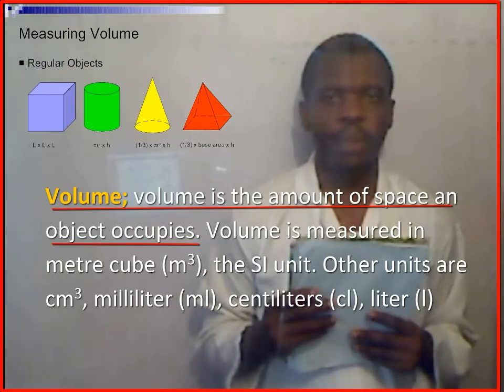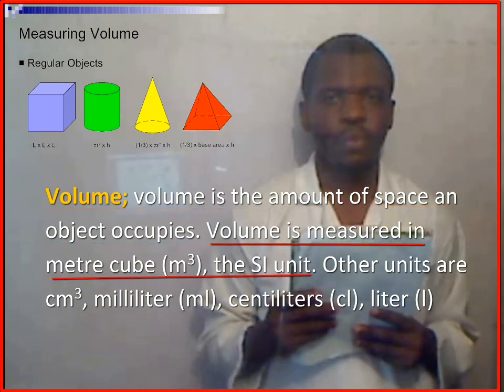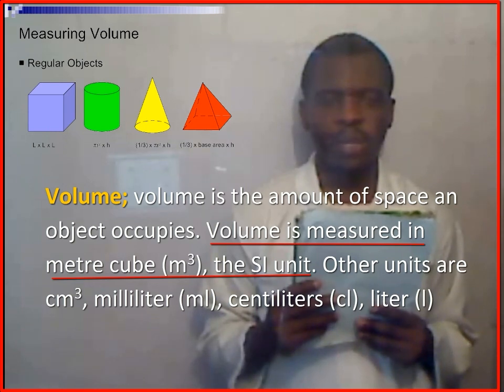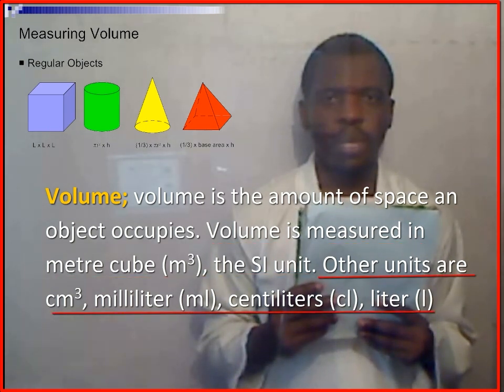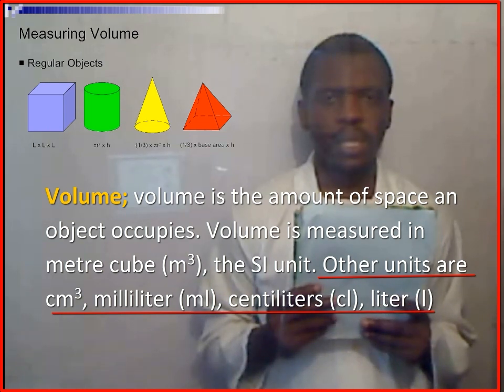Volume is the amount of space an object occupies. Volume is measured in meters cubed, which is the SI unit. Other units are centimeters cubed, milliliters, centiliters, and liters.